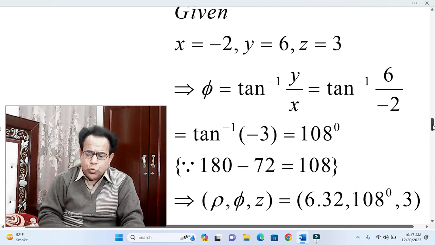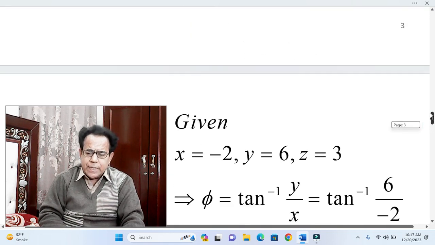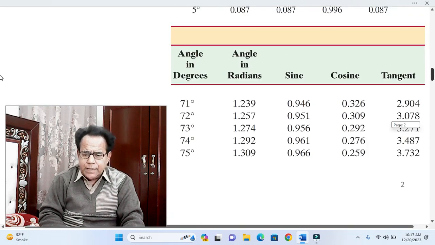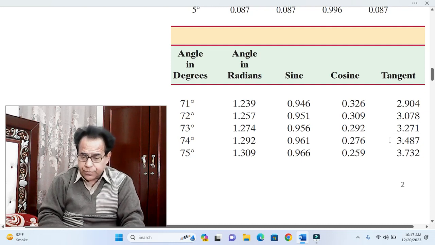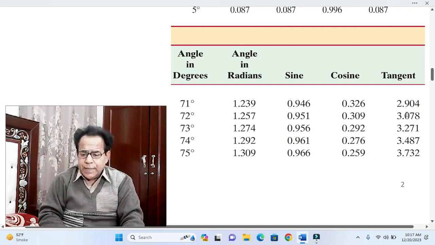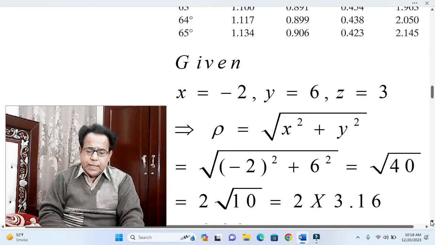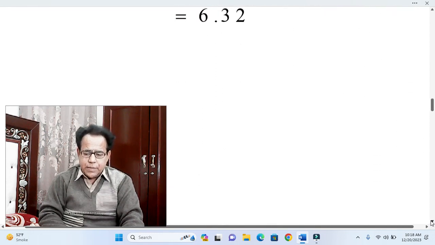Now we go back to the table and see tangent inverse 3, because it is not -3 but +3. Dear students, this is the table. This is 2.904, this is 3.078. We will choose this value. At 3.078 the angle is 72 degrees. So we have subtracted 72 degrees from 180 degrees, and hence tangent inverse -3 has been reached.